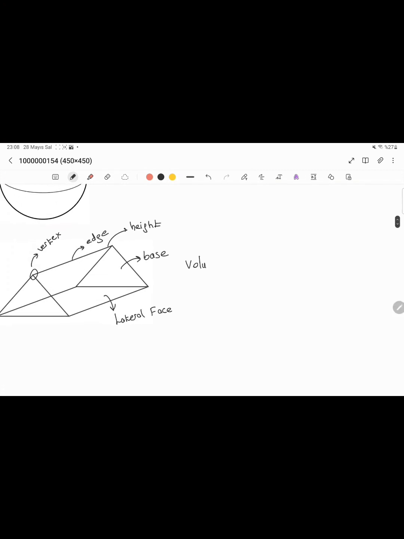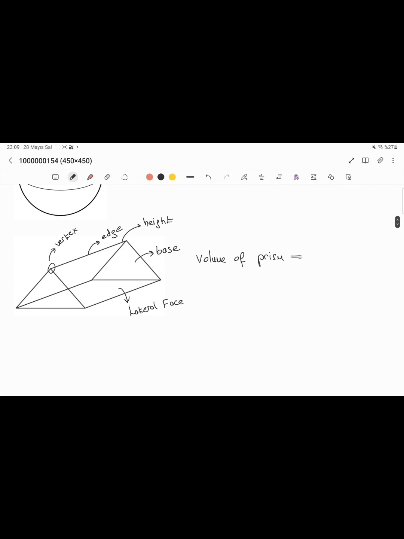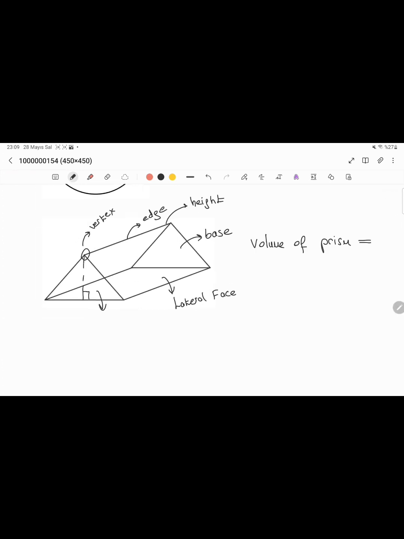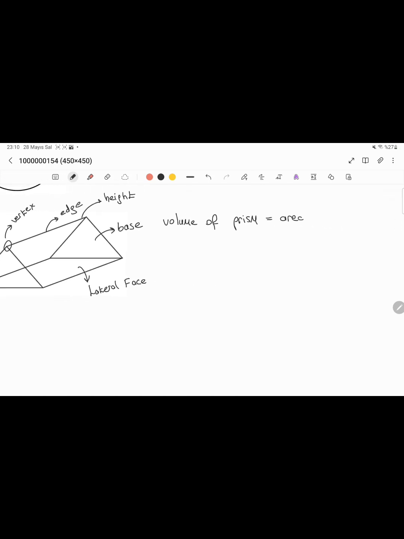The volume of a prism is equal to area of base, so the area of the base like the triangle, with the height of the triangle being C, times height.